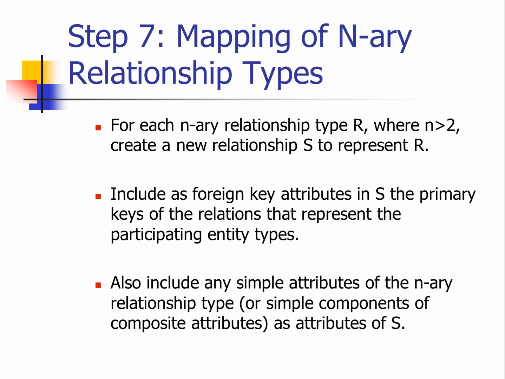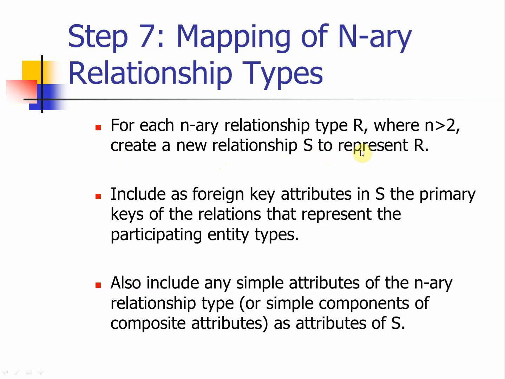Step number 7 is mapping of unary relationship types. Since this is also part of the ER diagram, we have to talk about it. For each unary relationship type R where n is greater than 2, if n is equal to 2, we have steps 3 through 5 to help us handle that already. So for n greater than 2, we need to create a new relationship S to represent it.